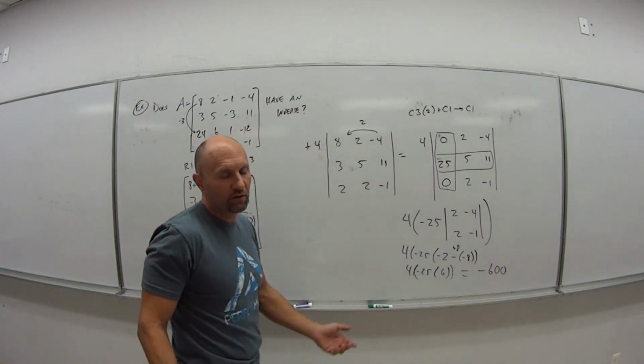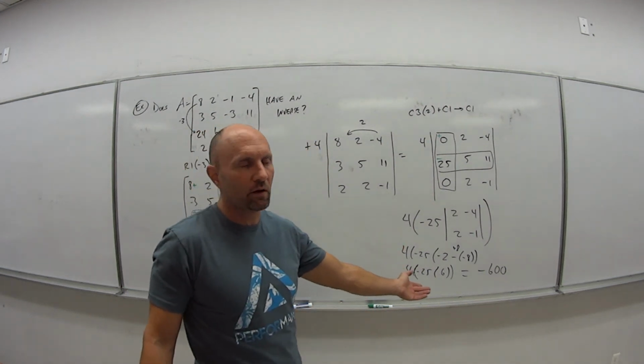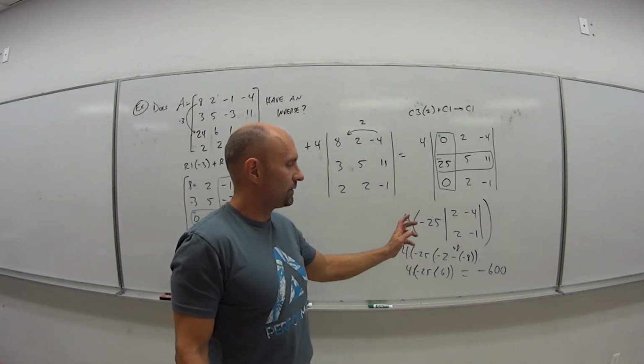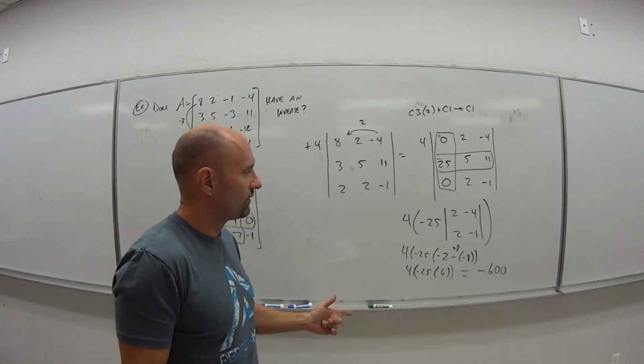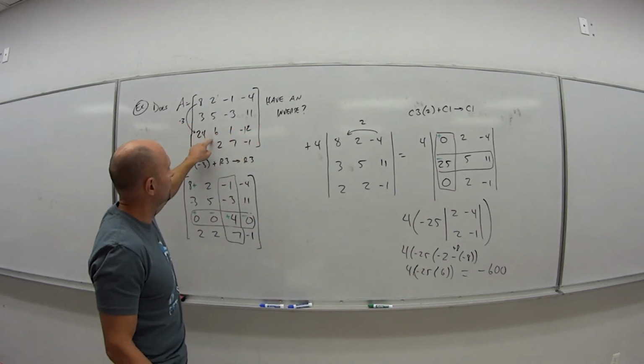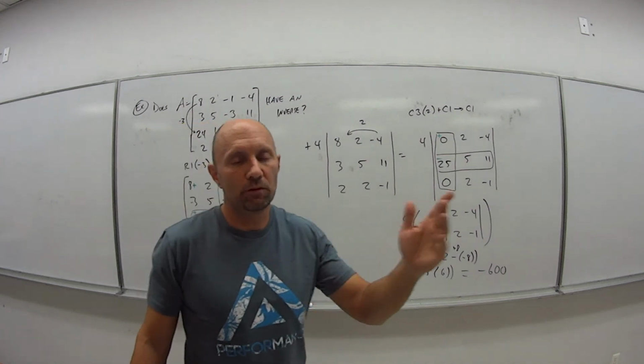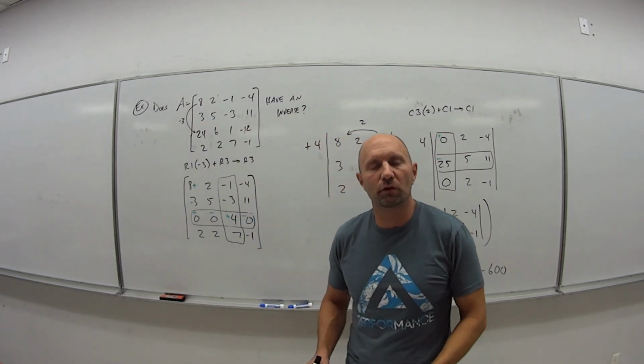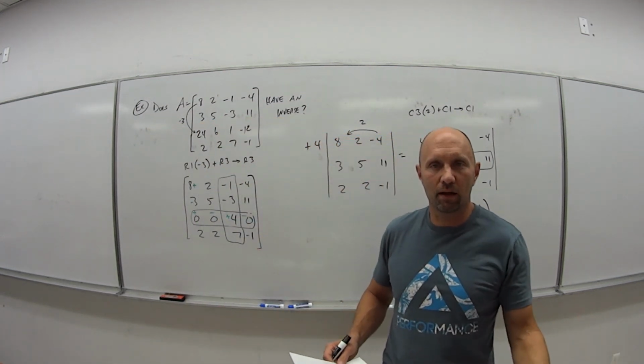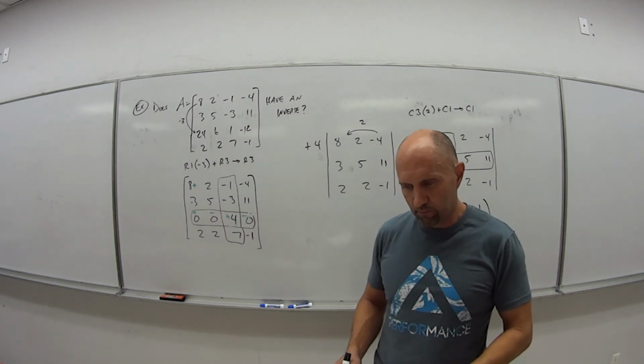So because it's not 0, to be honest, I don't even care what that number is. What I'm concerned with is that it's not 0. Therefore, because it's not 0, this matrix does have an inverse. So you could go through the process then of converting it to the identity matrix on the left side. That would give you the inverse.